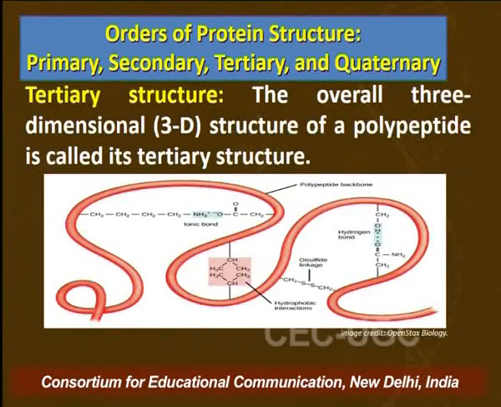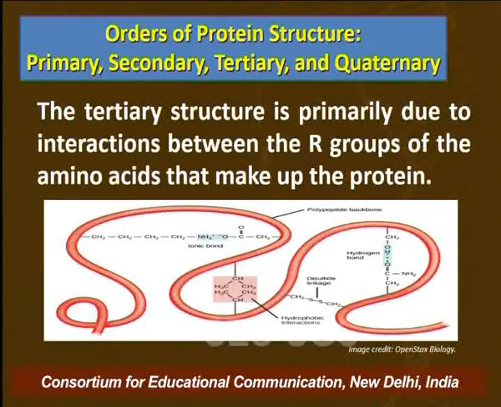Now subsequently a tertiary structure is formed, which is basically the three-dimensional structure of these secondary structures, which are further coiled and looped up. This is the three-dimensional structure of the polypeptide, many times referred to as the tertiary structure. We can see over here that with the help of various bonds like the hydrogen bond, covalent bond and other bonds, these structures are folded up to form the tertiary structure.